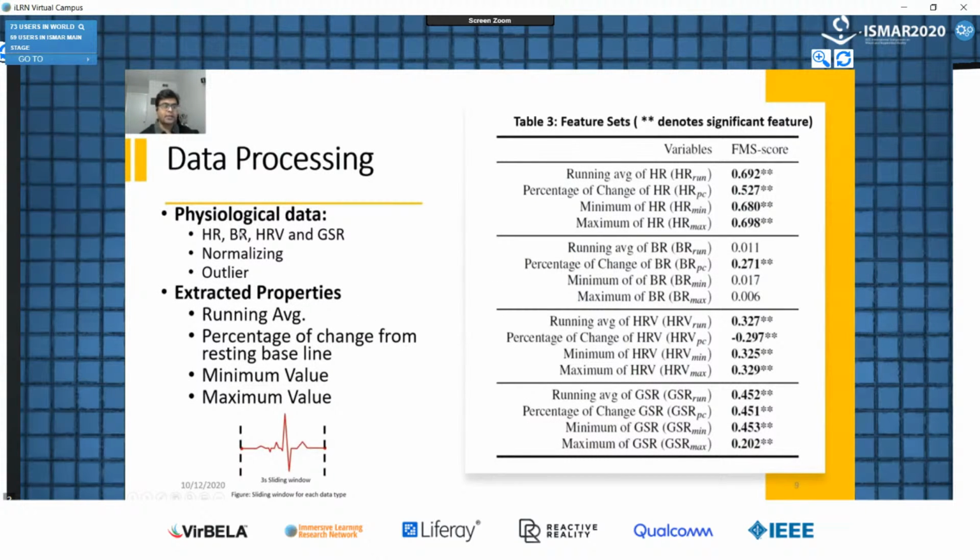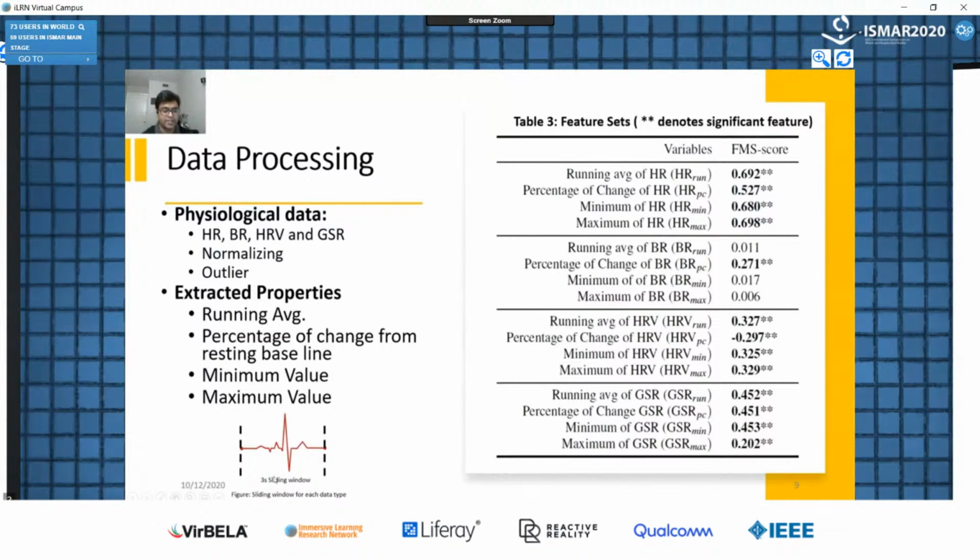So we got this heart rate, breathing rate, heart rate variability, and the GSR data. We normalized the data, we detected the outliers, and we extracted 4 different features from each one of those data. So it turns out we finally got 16 different features. The 4 different properties that we collected from each one of these data are their running average, their percentage of change from the resting baseline, their minimum value, and also the maximum value.